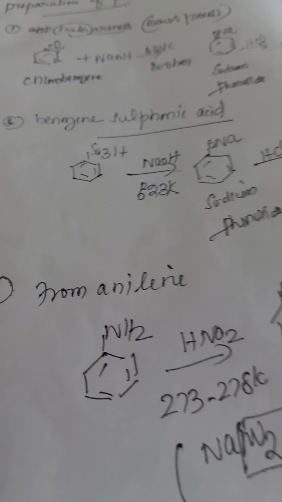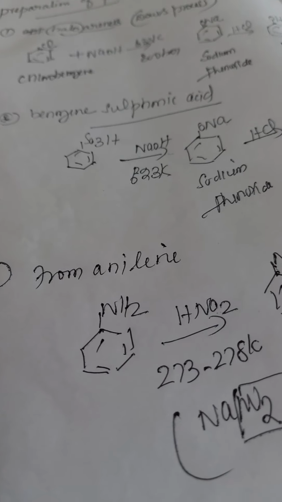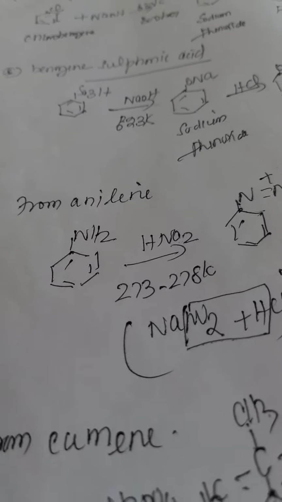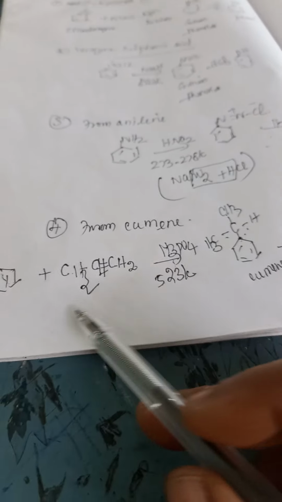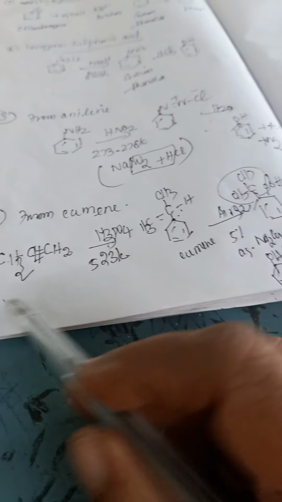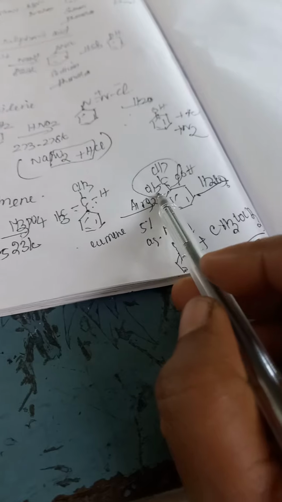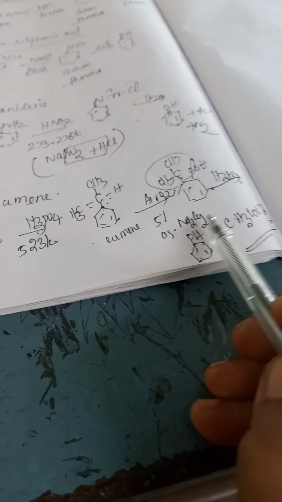So these are the 4 preparations of phenol. Phenols from chlorobenzene, from benzene sulfonic acid, from aniline, from cumene. That is, cumene is prepared from benzene and propene. Cumene, then cumene hydroperoxide, then phenol plus acetone.